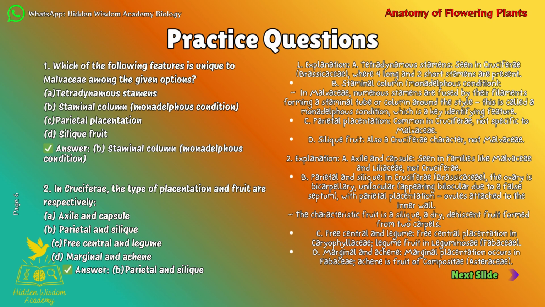Option C says free central and legume. Free central is found in Caryophyllaceae, and legume fruit is seen in Fabaceae, so this is wrong. Option D says marginal and achene. Marginal placentation is in Fabaceae, and achene fruit belongs to Compositae or Asteraceae, not Cruciferae. So, option B is the correct answer, that is parietal and silique.